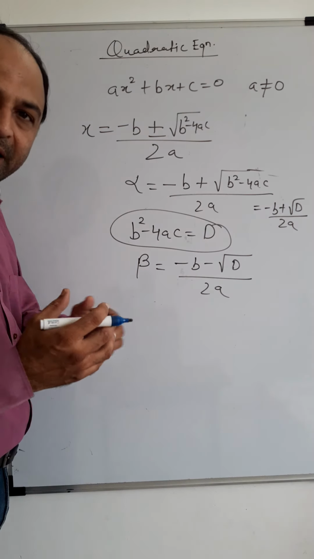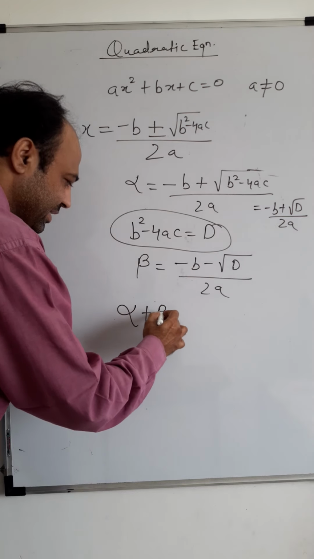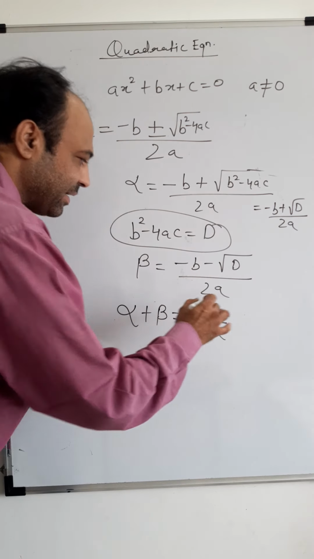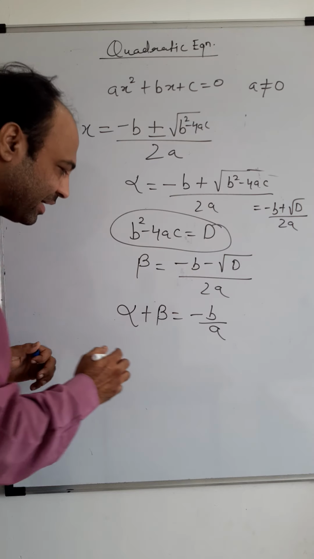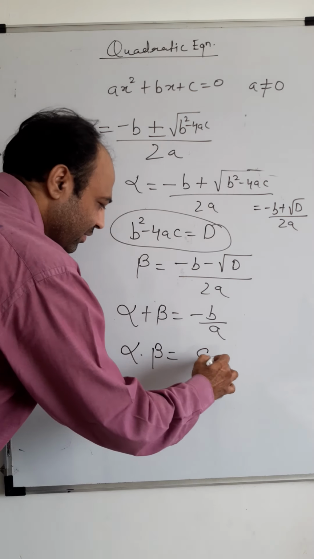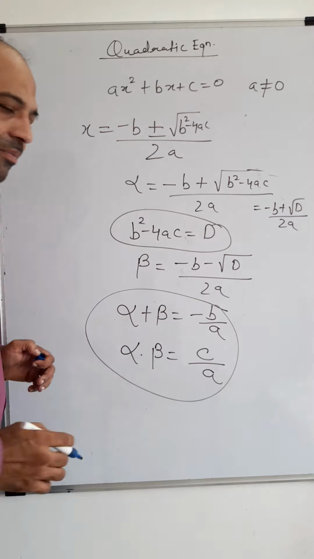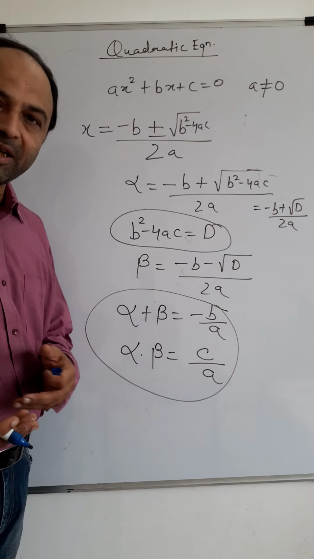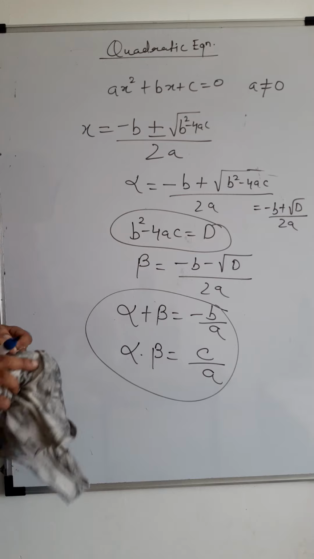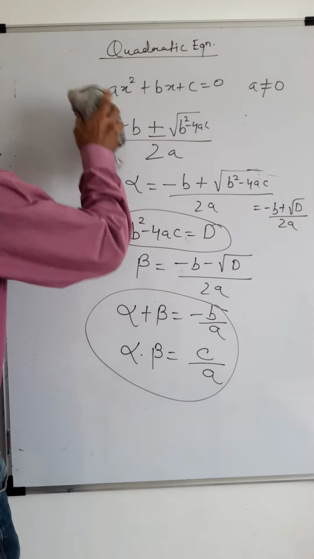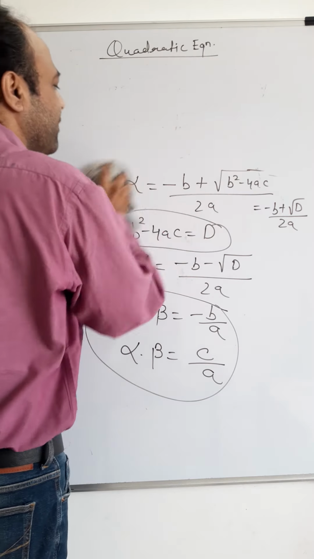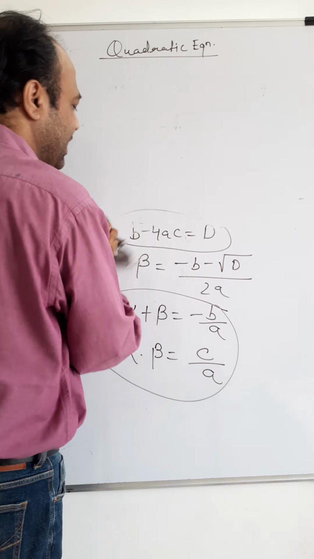Now these roots have some relationship. If you do alpha plus beta, when you add these two, you will get minus b by a. When you multiply alpha into beta, you will get c by a. So this is the sum of the roots and the product of the roots of a quadratic equation. Always remember this. Most of the places in entire mathematics use this concept. So this is the sum and product of the roots, alpha plus beta and alpha into beta.